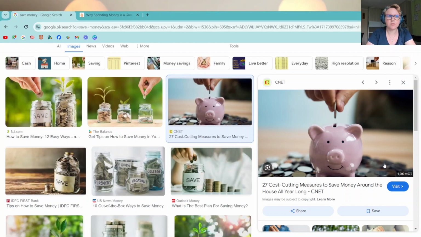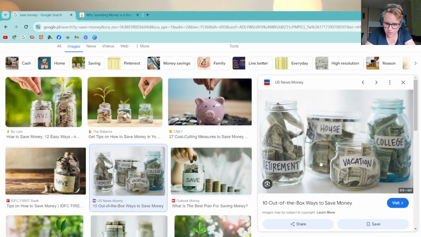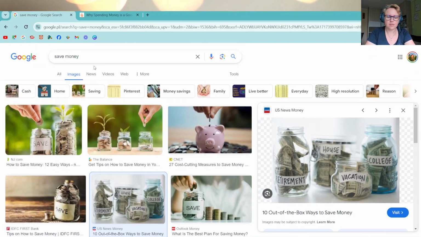Like, for example, you can save for a holiday or save for something that you would like to buy, something that is more expensive and you just don't have that money. Now you have to save, yes, to collect some money for something like, for example, this one, retirement, house, college, vacation, right? So you save money for different purposes.